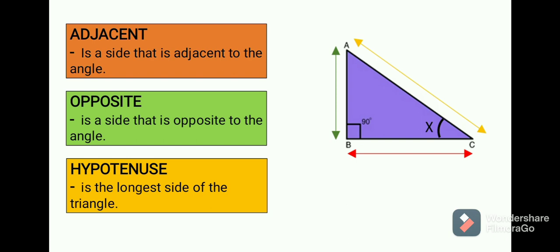So let's go to the figure at the right side and label each side. The side that is adjacent to angle X is line BC. So label line BC as adjacent. While the side that is opposite to angle X is line AB. Let's label line AB as opposite. Then the longest side of the triangle is line AC. It is our hypotenuse.